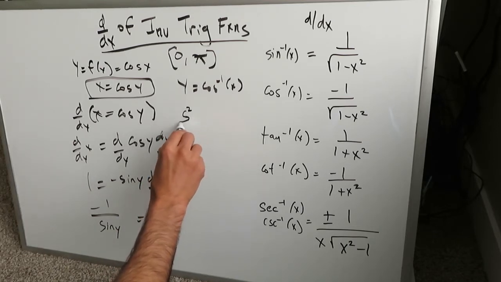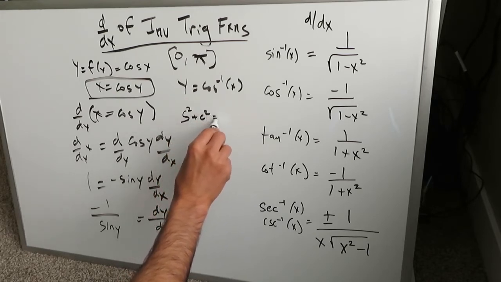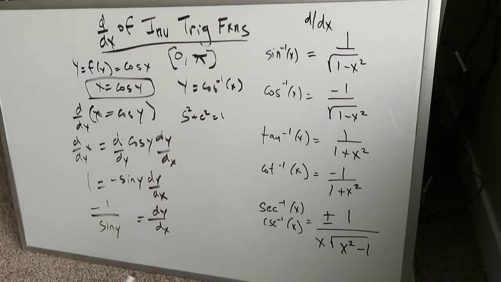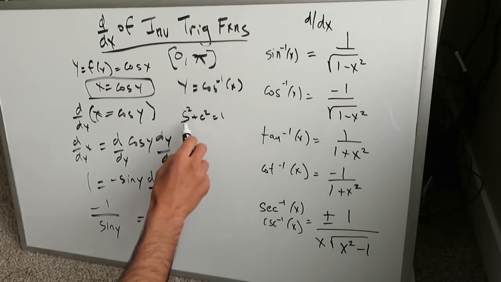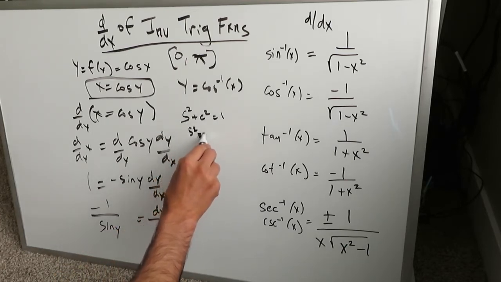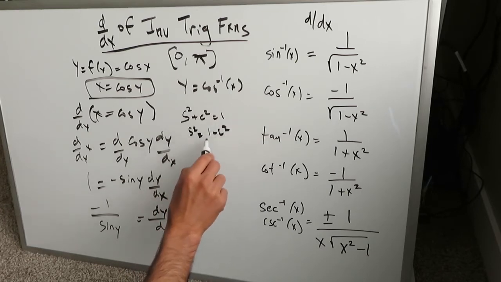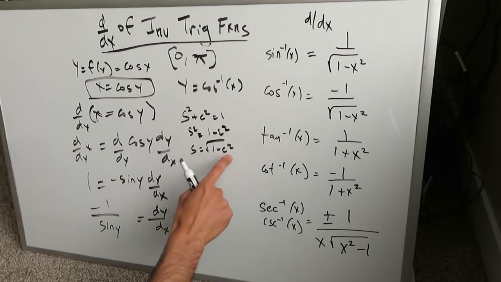Sine square plus cosine square x is equal to 1. Solve for one in terms of the other. Well, we're going to have to plug in the sine over here, right? So solve for the sine. So sine square is equal to 1 minus cosine square, and sine is equal to the square root of 1 minus cosine square.